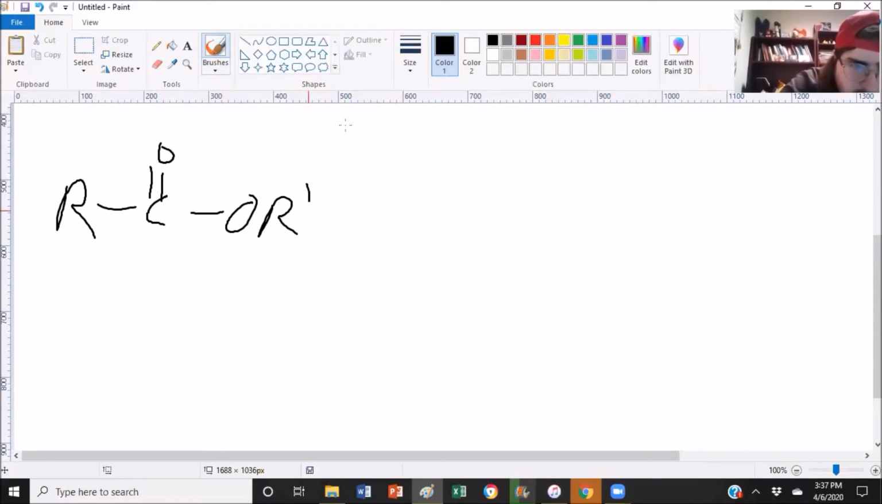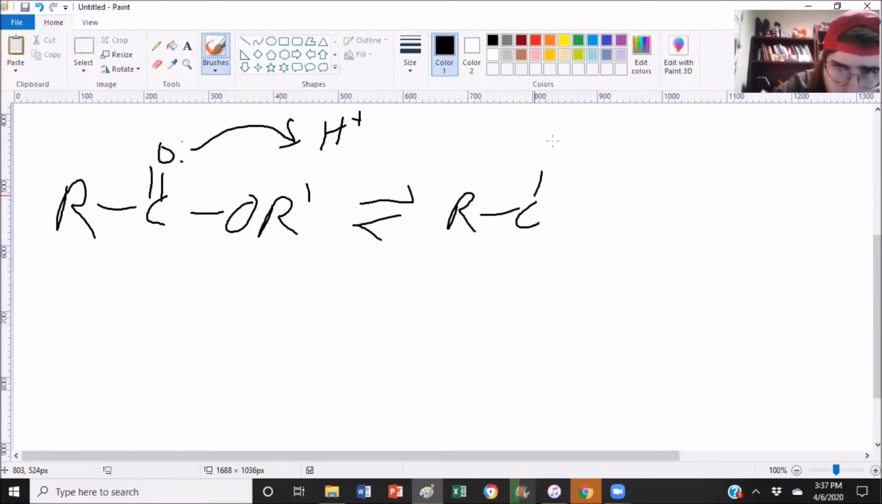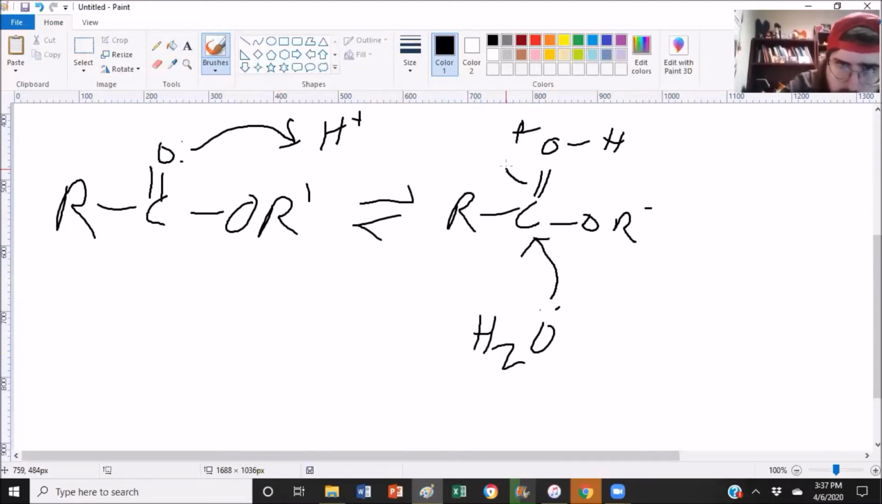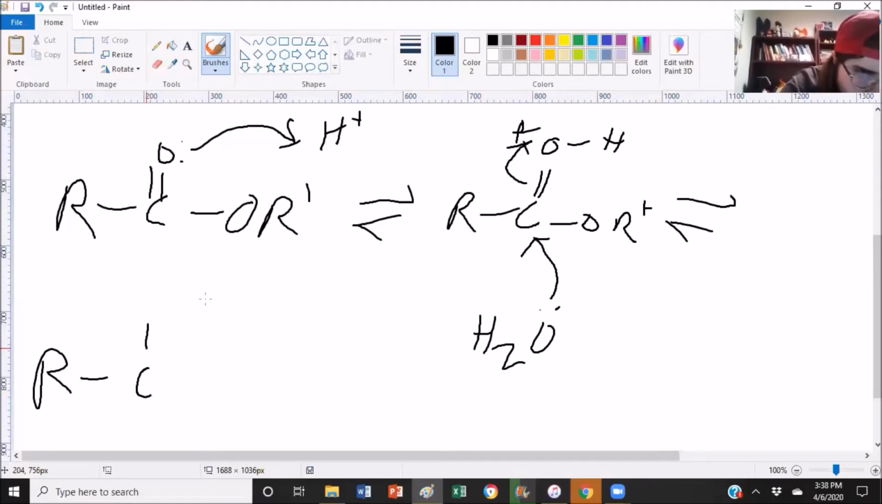So in the presence of acid, we're going to go, oh, lone pair attack here. Form R, C plus, O, R minus. Now, from there, water can reversibly attack here. Once again, reversibly, so we have our tetrahedral sp3 hybridized carbon intermediate.